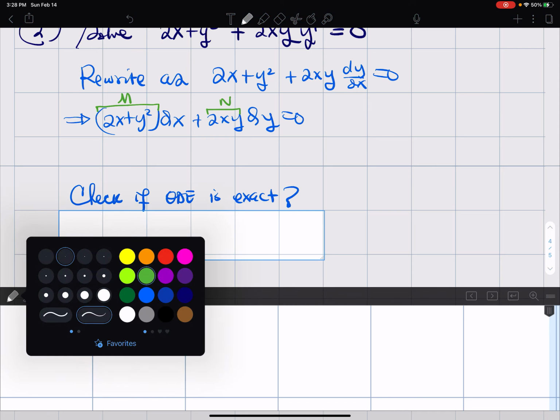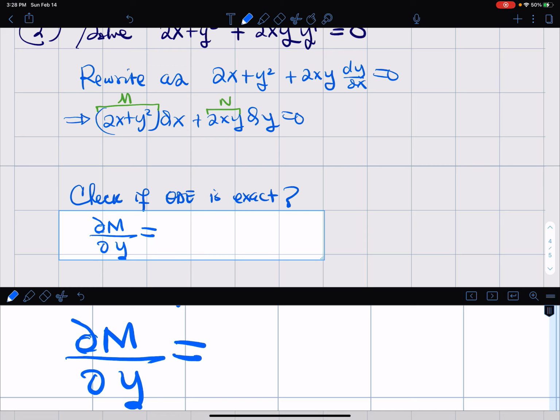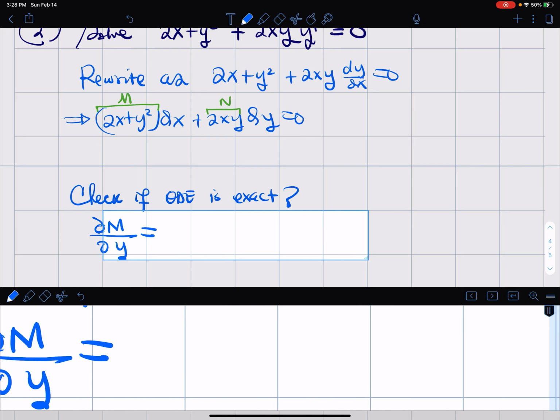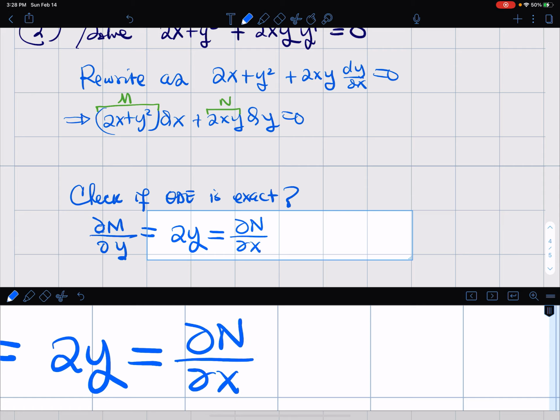Now, to check if it's exact, all you want to do is check that dM/dy is equal to dN/dx. dM/dy is 2y. Very, very good. It's 2y. And dN/dx is actually 2y. So it is exact. Very, very exact.